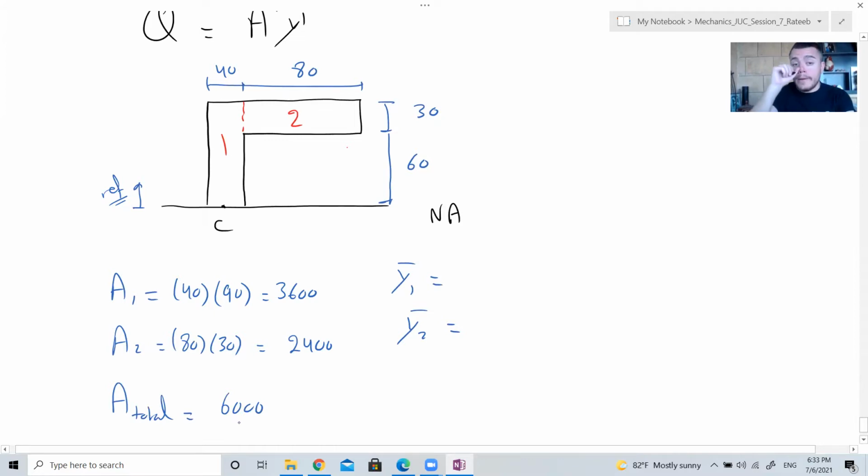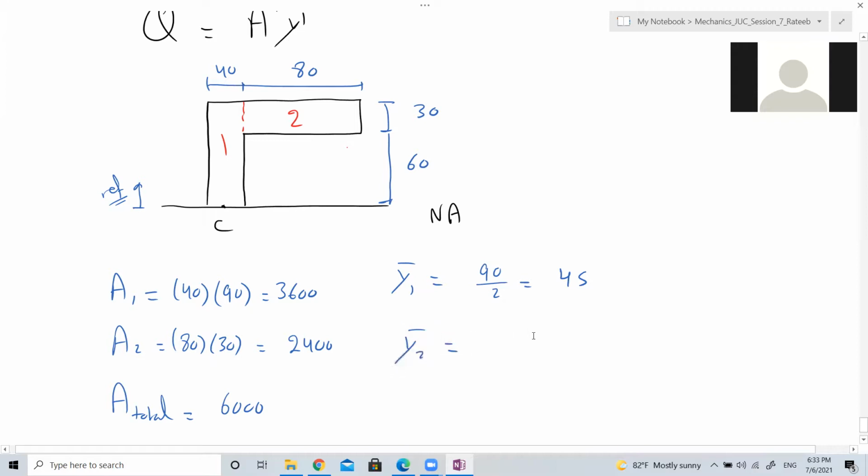What is y1 bar? It will be 30. No, not 30. 90 over 2, which is 45. Right. What is y2 bar? It's 15? No, not 15. It's from this reference, so 75. Right: 60 plus 30 over 2, which is 75.